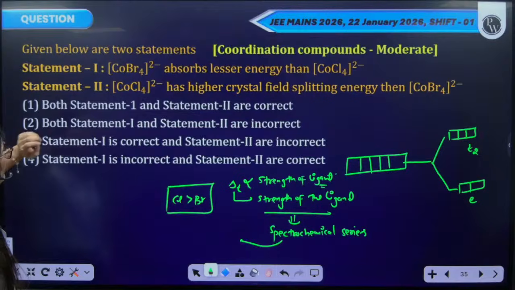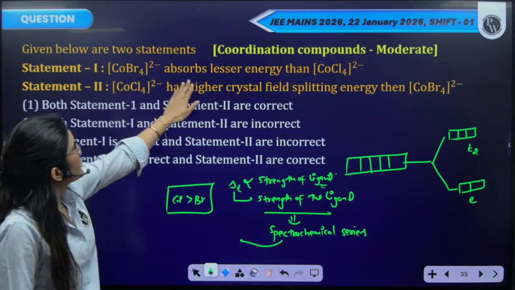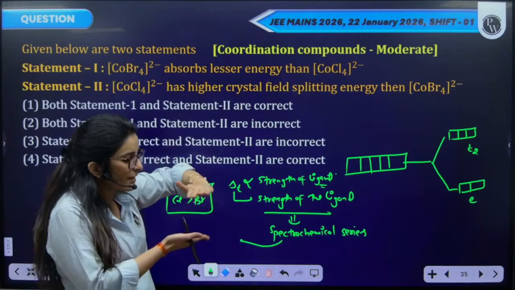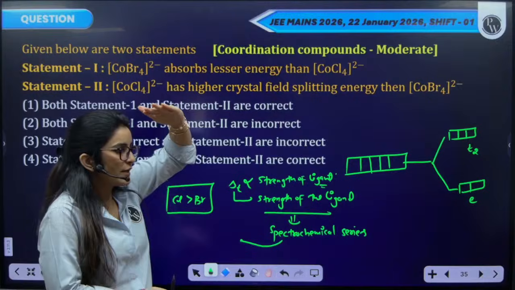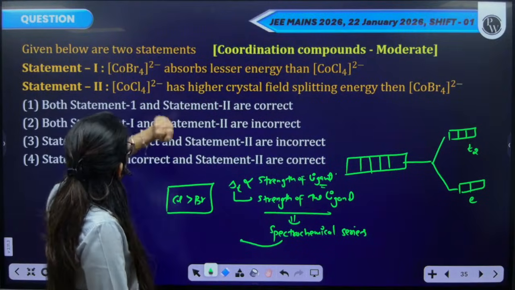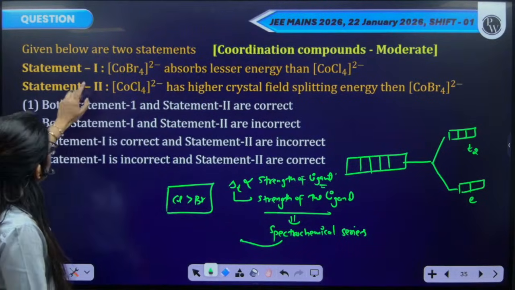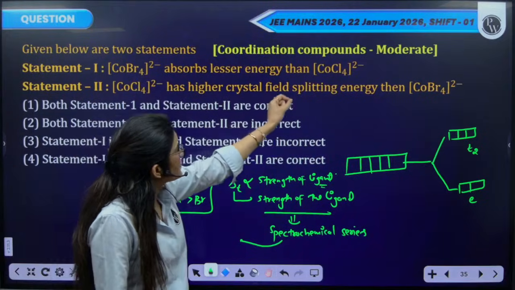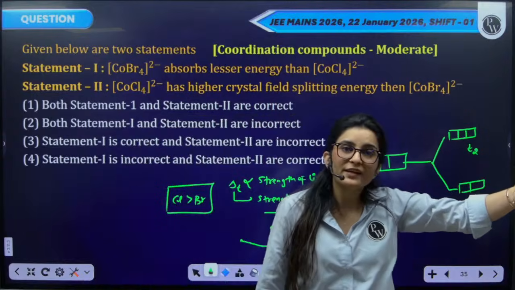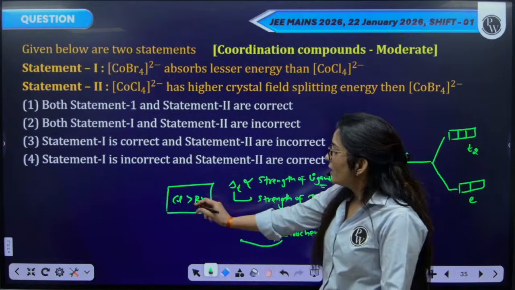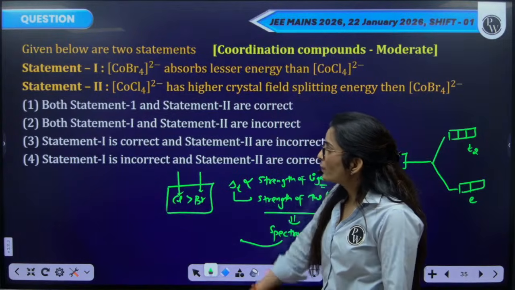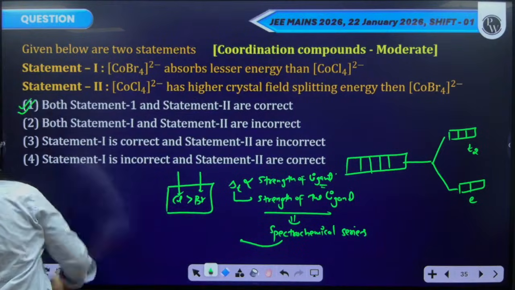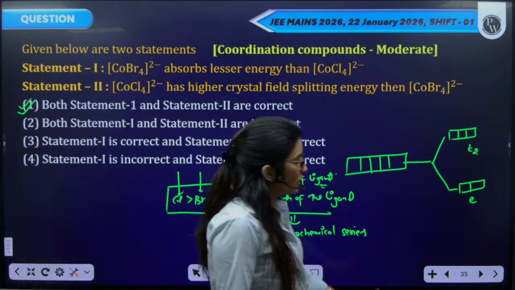So let's see the options. CoBr4 2- absorbs lesser energy than CoCl4 2-. It is correct only because its energy gap will be lower as compared to CoCl4 2-. So that's why the first statement is correct. Now let's talk about the second statement. CoCl4 2- has higher crystal field splitting energy. Obviously, its delta T will be greater. Why? Because Cl is a stronger ligand as compared to bromine. So, according to me, statement 1 and statement 2 both are correct. Okay. So, the first option will be the correct option.